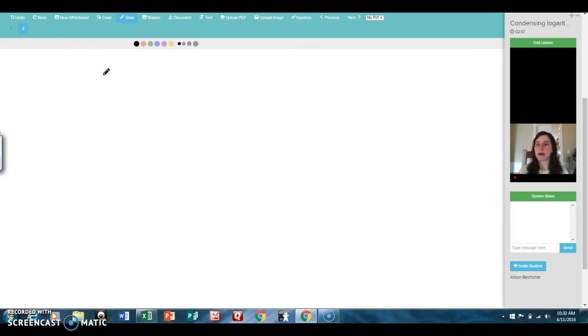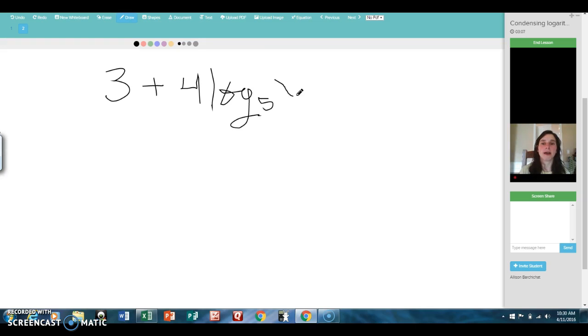How about 3 plus 4 log base 5 of x squared. All right, so we have to condense this, and it looks like we're going to maybe not be able to because there's no log here with the 3, but take a look at the trick that I can do. I can turn this into log base 5 of 5, which is an identity, right?